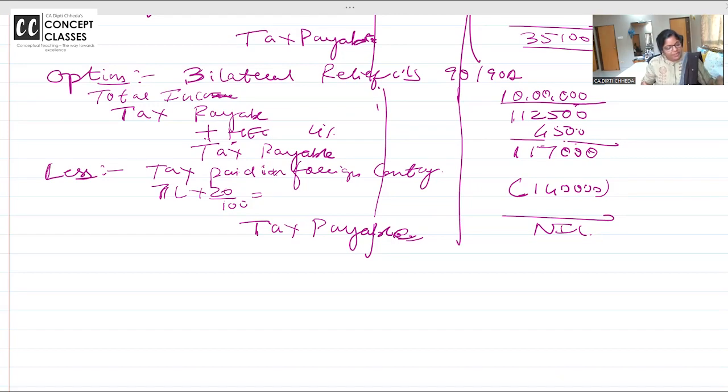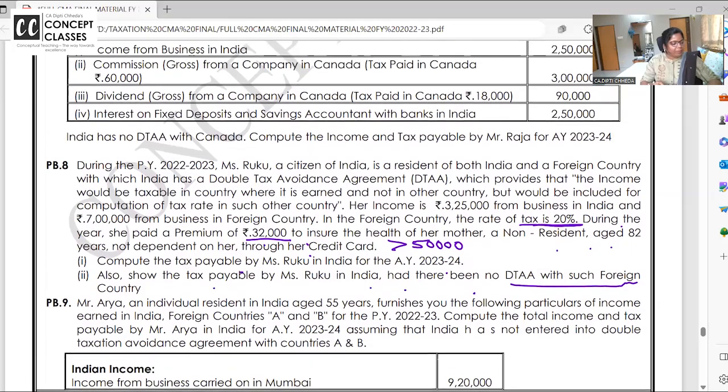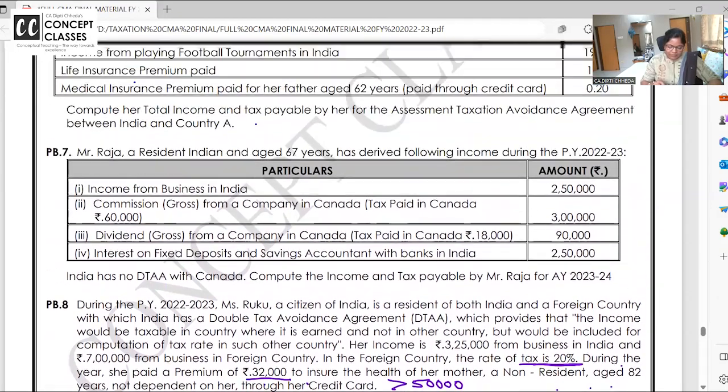Of course, I'm doing some more theory right now. Clear? All clear until now? One last problem and then we will take up some theory. Yes. 8th problem we have done. 9th onwards it is double.